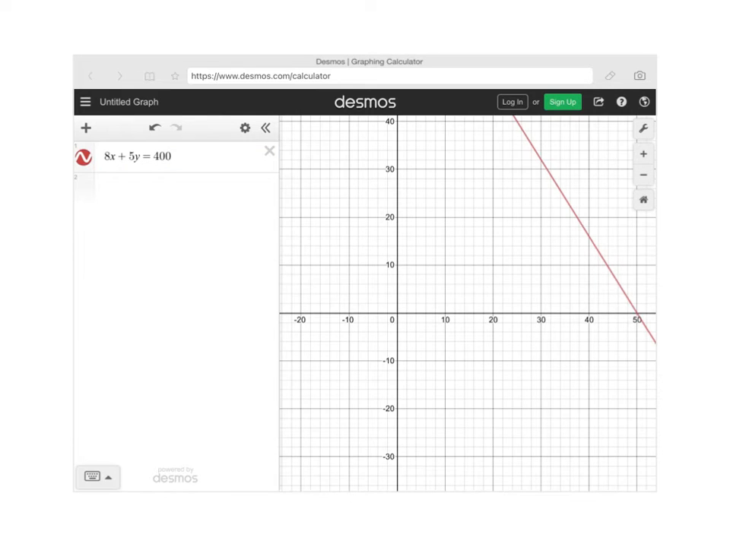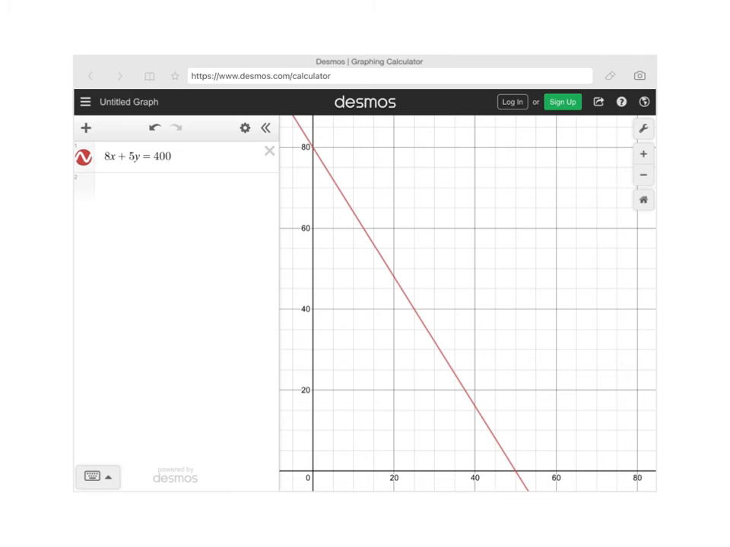I'm going to have to zoom out. So there's our graph. We don't need any negative values because you can't have negative pies or negative money in this case. So this point right here is the (50, 0) that we were talking about. That's where the graph crosses the x-axis. This one up here is going to be (0, 80), where the graph crosses the y-axis. So those are the two extremes that we have.